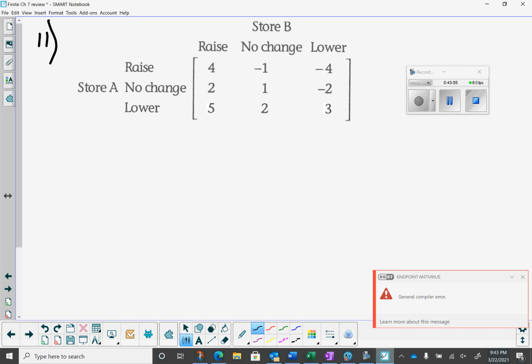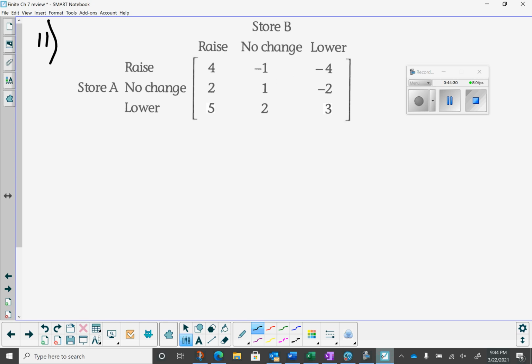If they raise their prices where store B keeps their prices the same, well, yeah, more people are going to go to store B, but it's only going to be a change of 1%. And yeah, this is not good. If we raise our prices and store B lowers theirs, we're going to lose 4% of store A's customers. No change for store A and store B raises their prices. Well, yeah, seems like we should gain customers.